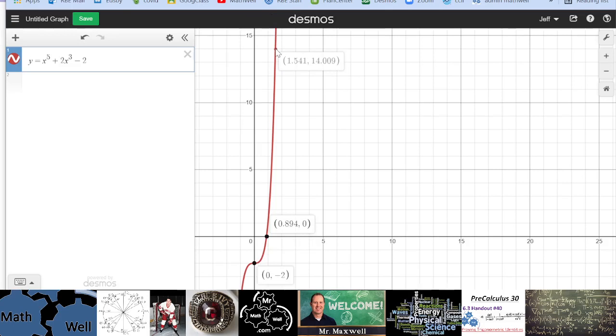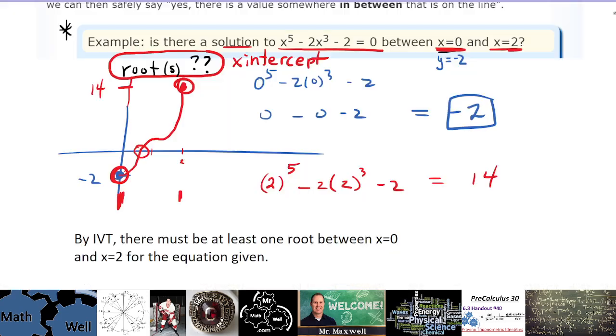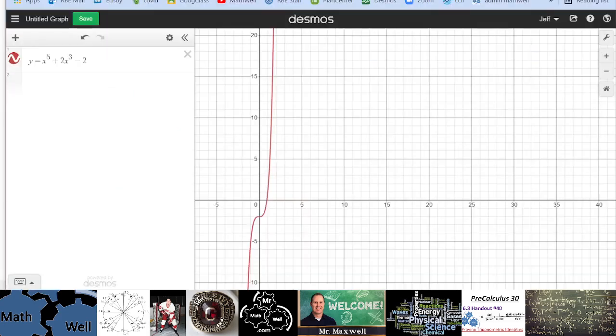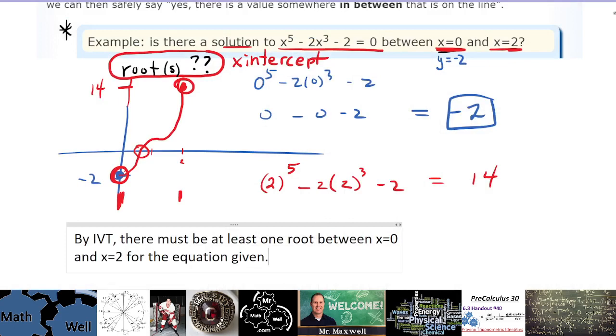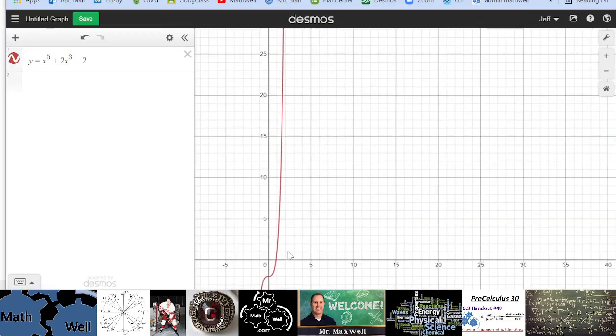14, 0, and wait, 2, or what? 2 and 13 minus, did I write that down right? Is 14 the right number here? It should be x equals 2. Doesn't look like it's 14.